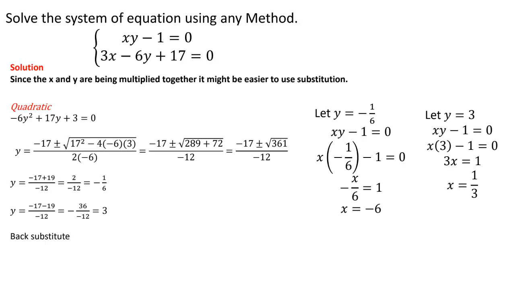All right. Now let's let y equal 3. So x times 3 minus 1 equals 0. So x times 3 is just 3x. Move the 1 to the other side again. So we have 3x is equal to 1. Divide both sides by 3, and x is equal to 1/3. So our solution set is 2 points, right? The first point is -6 and -1/6. And our second point in our solution set is 1/3 and 3. Okay. Any questions?